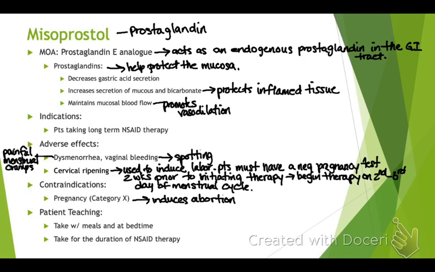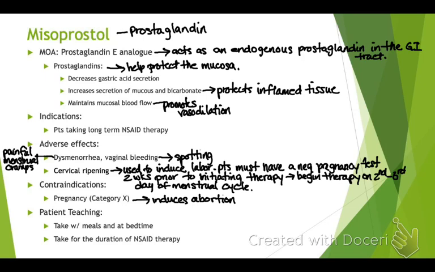Maintains mucosal blood flow, so it's going to help to promote vasodilation itself. Reasons why we give misoprostol: again, patients taking long-term NSAID therapy, giving them this protective coating will help the NSAID irritation. Adverse effects that you might see: dysmenorrhea, which are painful menstrual cramps, or vaginal bleeding, which will lead to spotting.